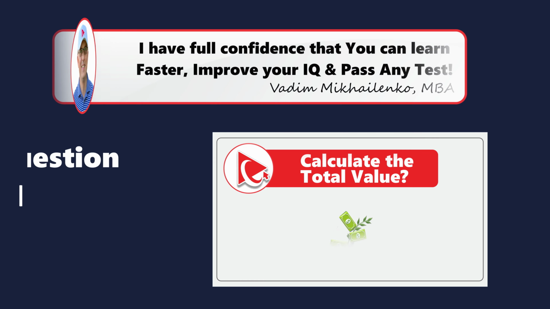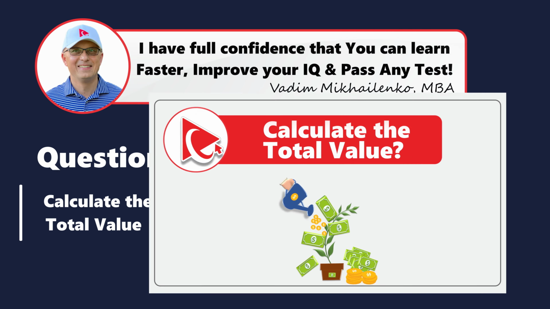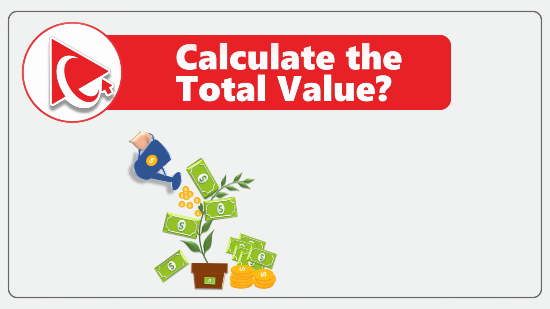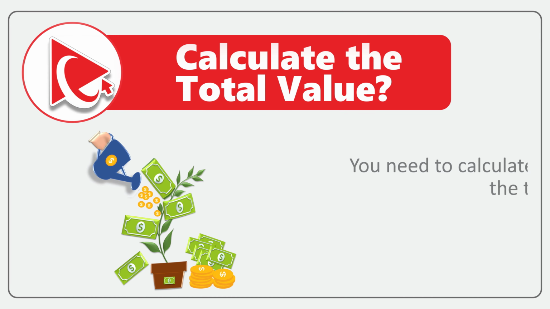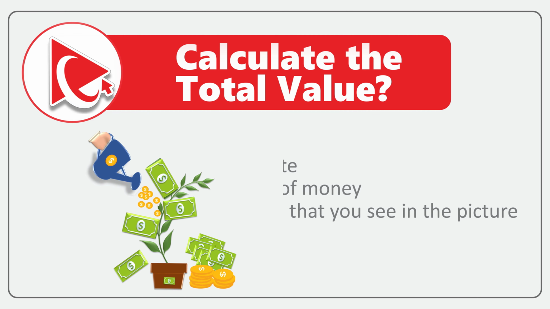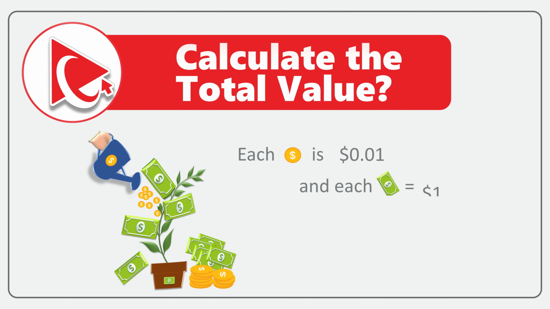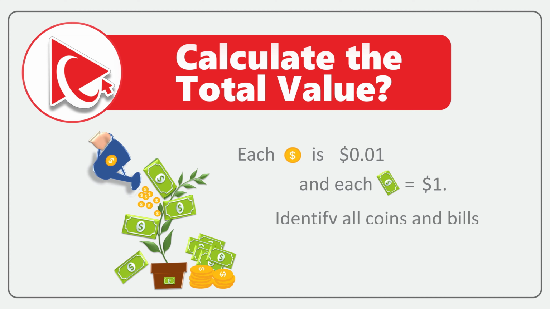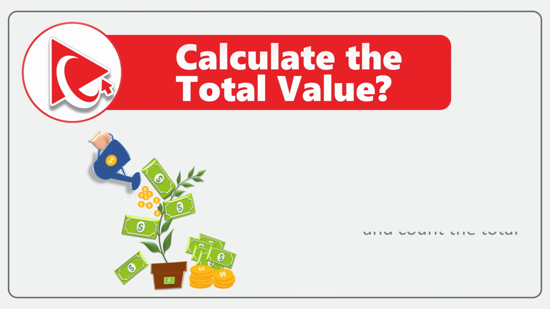Have you ever dealt with the money tree? Well, now it's your opportunity. And it's your opportunity to check your attention to details. You're presented with the money tree making enterprise, and you need to calculate the total value of money that you see in the picture. What's interesting here is that each coin is 1 cent, and each bill equals $1. You need to identify all coins and all bills and count the total value. Once you complete the calculations, please select one out of 4 possible choices.